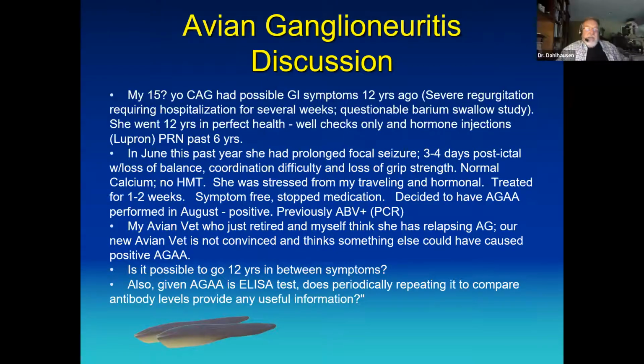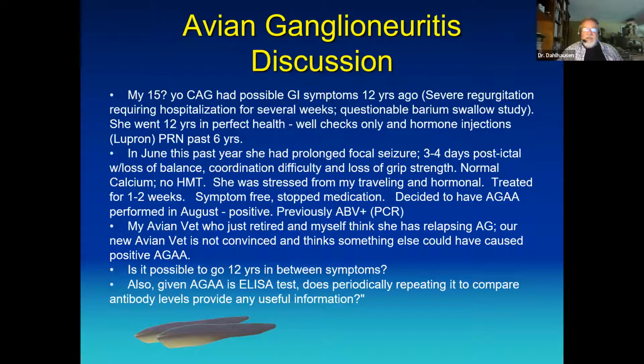I had an Amazon parrot that the owners finished hand raising. It was the only bird in the household. They had it for 18 years. At 18 years of age, the bird broke with Bornavirus disease or avian ganglioneuritis. So again, they can go a long time before they actually show clinical disease.